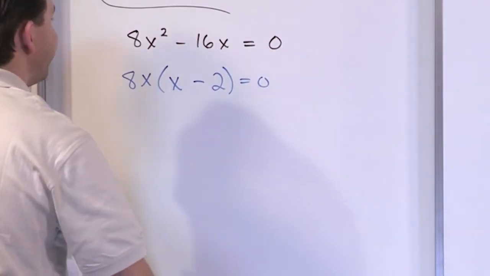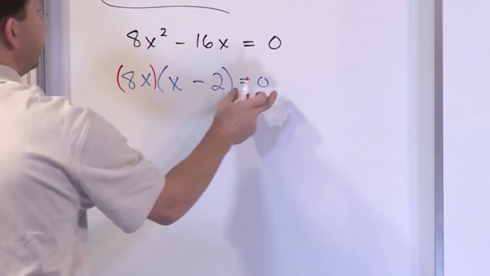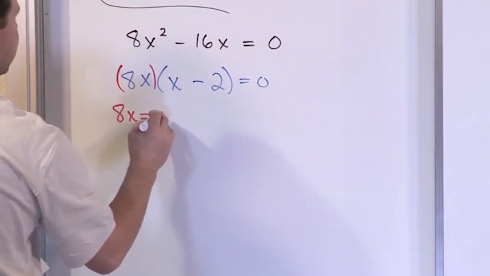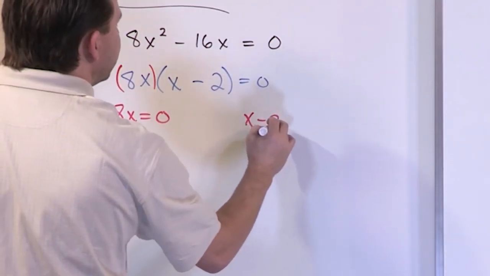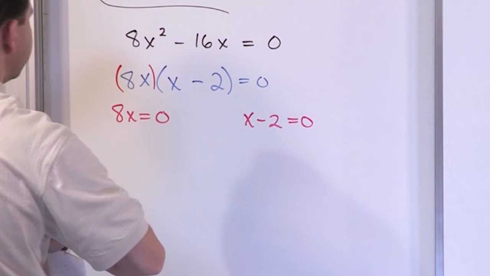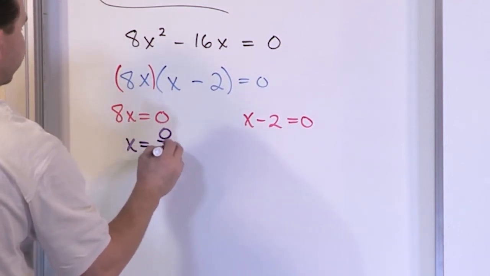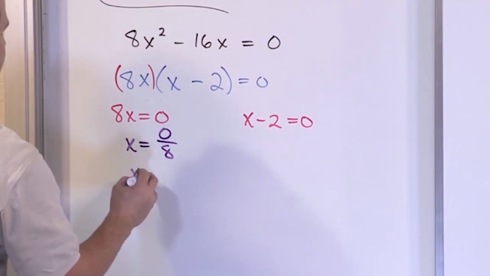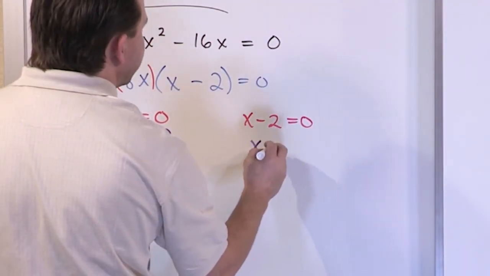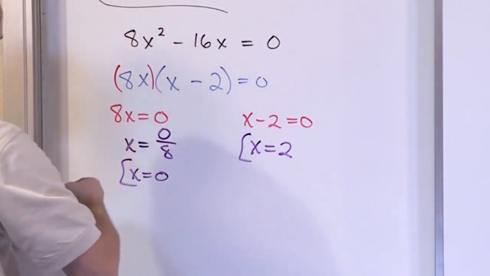Now, once I have it in this form, I have, like I said, two things multiplied together equal to 0, so I can set each one. 8x is equal to 0. X minus 2 is equal to 0, and they're each going to lead to a different solution. Here, x is going to be 0 divided by 8, because I divide both sides by 8, so x is going to be equal to 0. And over here, I just add 2 to both sides, so x is equal to 2. Add 2 to the left, it disappears. Add 2 to the right, and there you go.